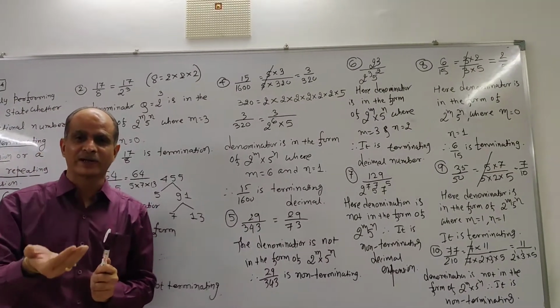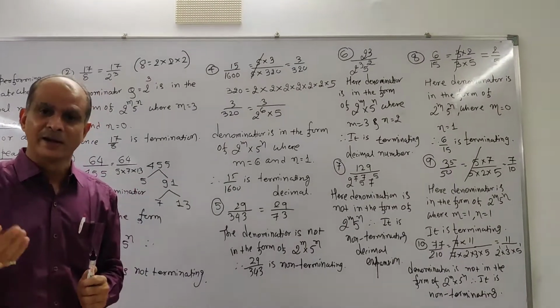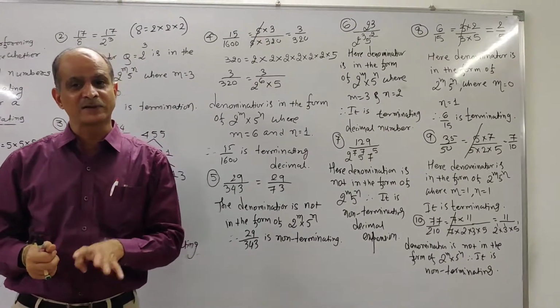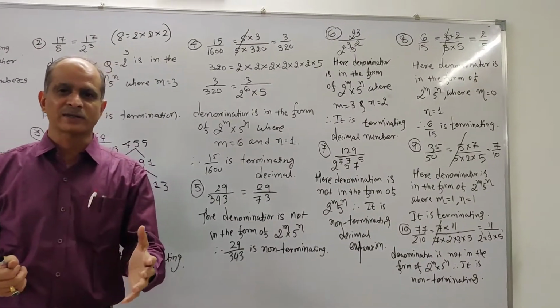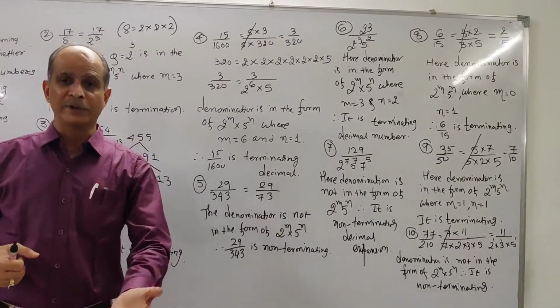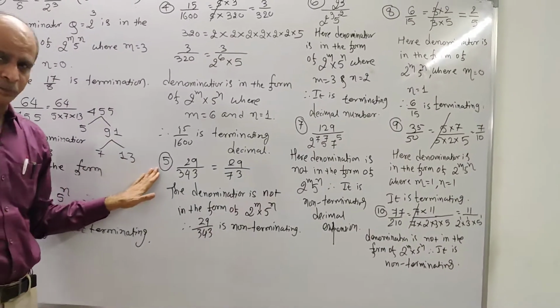So friends, in this example, you just have to check the denominator, and for this you have to factorize the denominator and check whether it is in the form of 2 or 5. If it is in the form of 2 or 5, then it is a terminating decimal expansion. Otherwise, it is a non-terminating, repeating decimal expansion. Well, let me start example number 5.